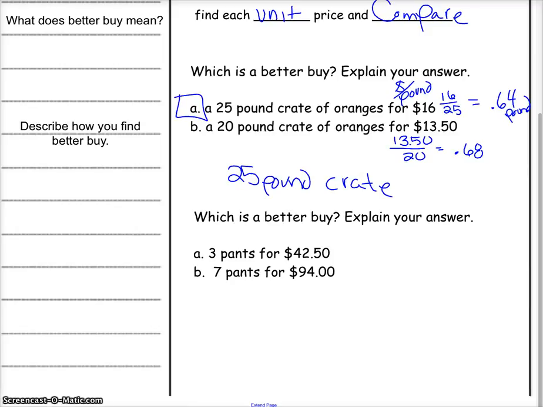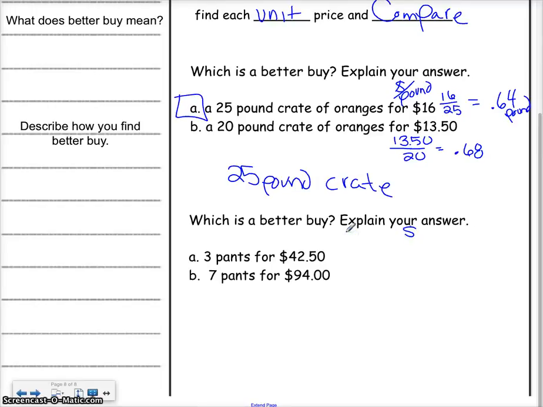I want to know what's the better buy, buying 3 pairs of pants for $42.50 or 7 for 94 bucks. So I want to know how much money per pair of pants. So I'm going to go $42.50 over 3, 42.5 divided by 3 equals $14.17. Make sure you round. Money only goes 2 decimal spots. And then you go $94 is to 7 pants. $13.43.